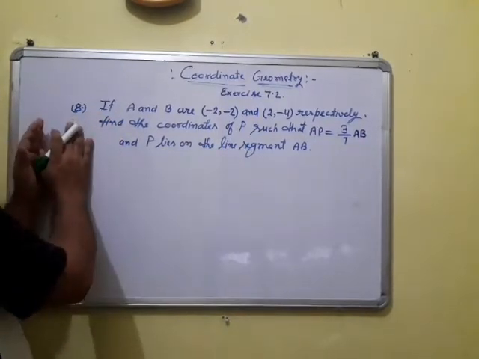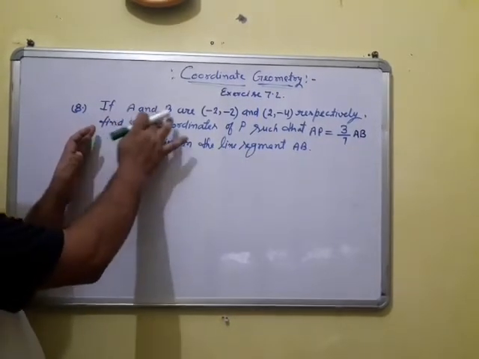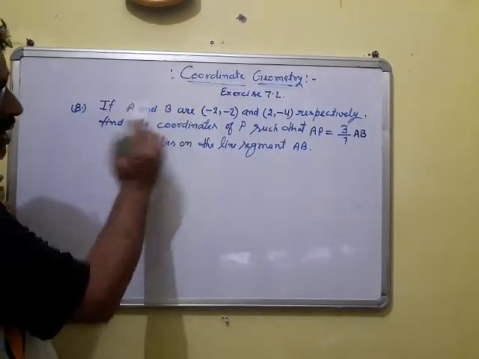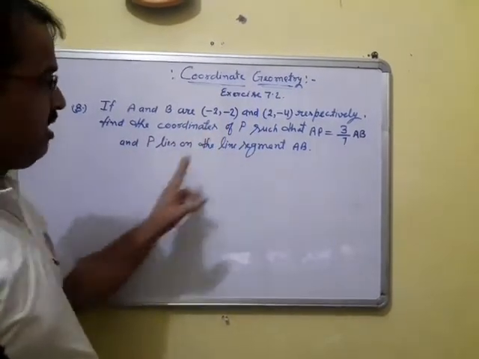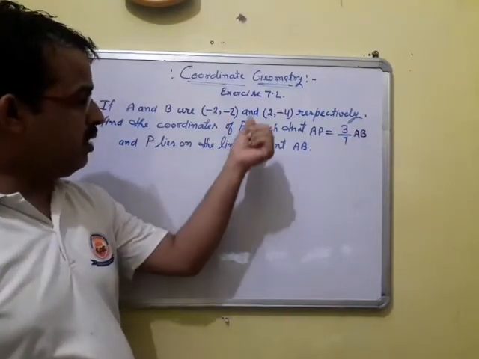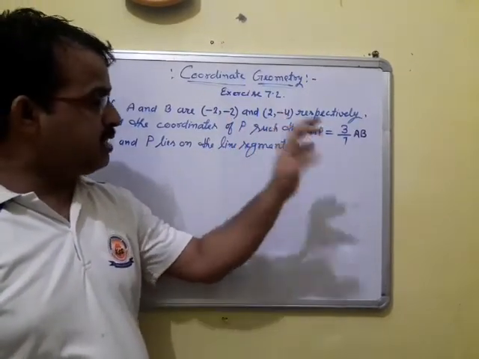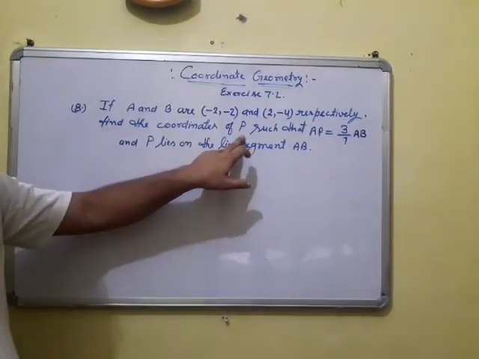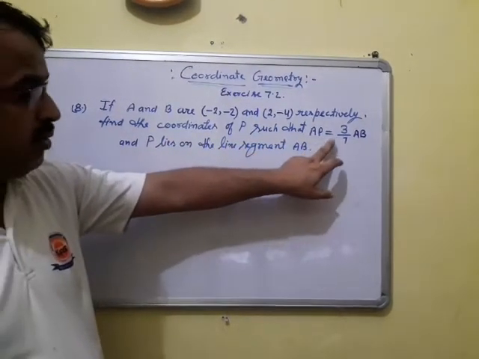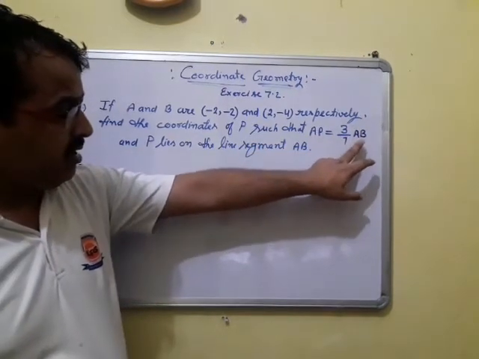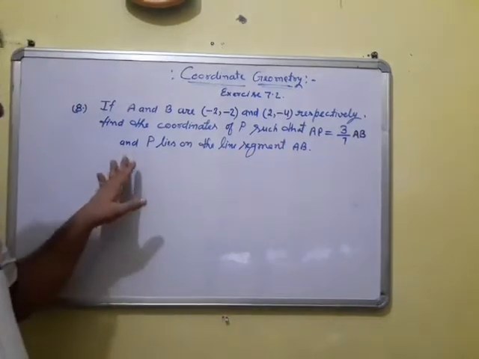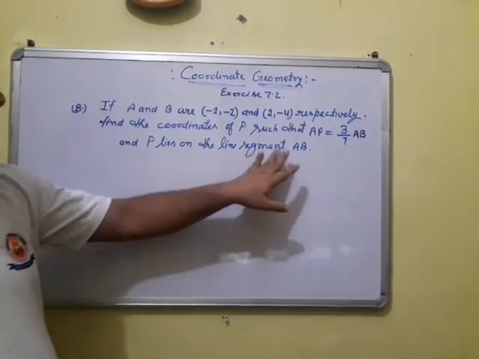Question number 8 is given that A and B, here it says A and B whose coordinates are given as (-2, 2) and (2, -4) respectively. Find the coordinates of P such that AP is equal to 3/7 of AB and P lies on the line segment AB.